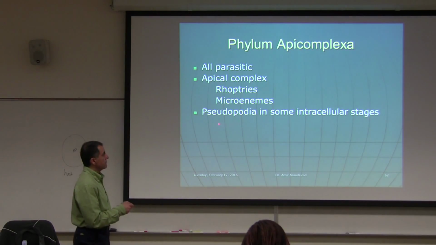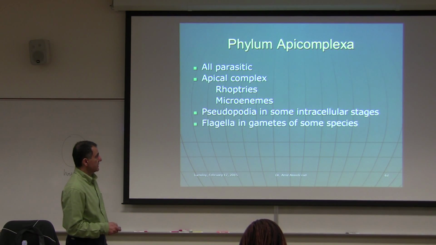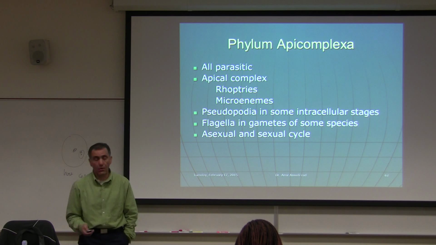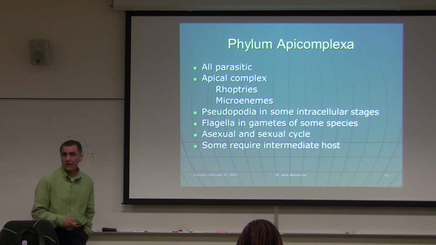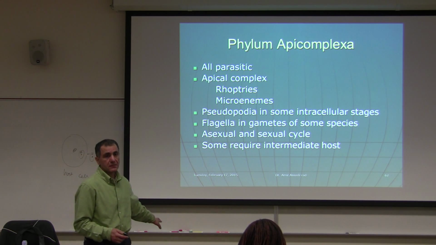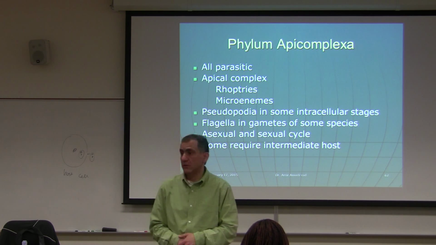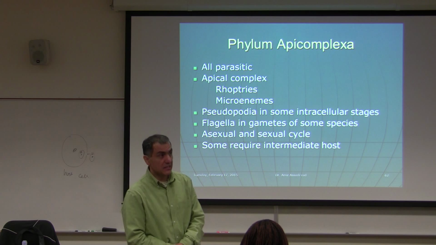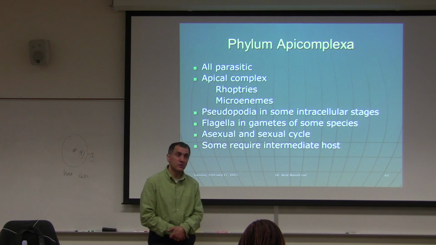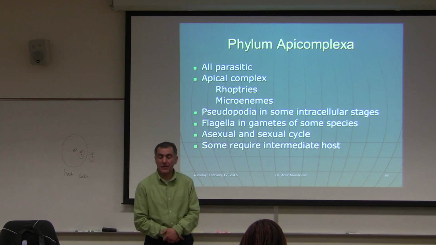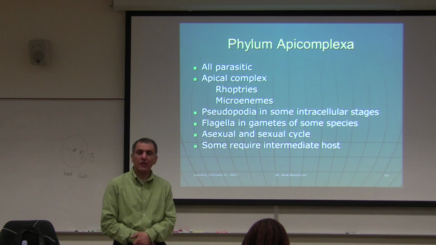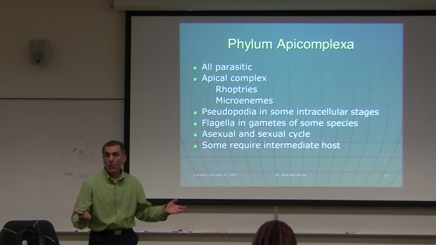They have some stages you will see in case of malaria. In case of malaria, they have pseudopod intracellular stages, flagella in gametes of some species, and both asexual and sexual reproduction. Some require an intermediate host, like I erased it, but like in case of malaria, the intermediate host is where asexual reproduction occurs. In case of malaria, human is the intermediate host. The final host is mosquito. I will go over that.